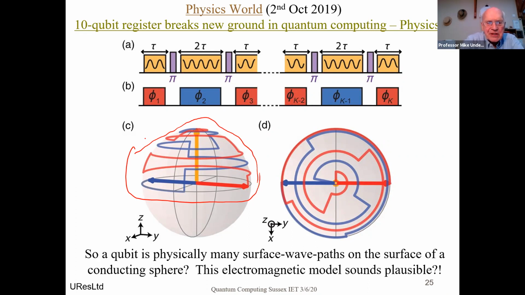So my question, and it wasn't asked in the article, is a qubit physically many surface wave paths on the surface of a conducting sphere? What I like about it, being a lover of electromagnetism, antennas and propagation, is that this electromagnetic model at least sounds plausible, and it actually maps a bit of a direction for the future for improving the basic quantum computer.